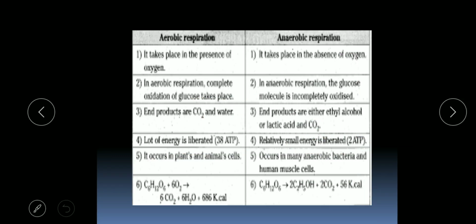Here is the comparison between aerobic respiration and anaerobic respiration. The respiration which takes place in the presence of oxygen is aerobic respiration. The respiration which takes place in the absence of oxygen is known as anaerobic respiration. In aerobic respiration there is complete oxidation of glucose, whereas in anaerobic respiration there is incomplete oxidation of the glucose molecule. The end products of aerobic respiration are carbon dioxide and water. Here the end products are ethyl alcohol or lactic acid.